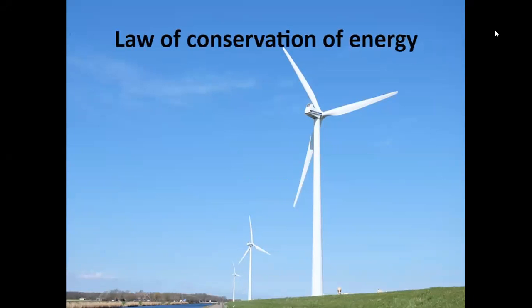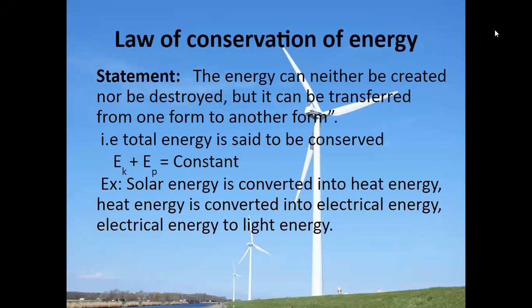Law of conservation of energy. Statement: energy can neither be created nor destroyed, but it can be transferred from one form to another form. Means a new energy cannot be created, and the already present energy cannot be completely destroyed. But the energy is transferred from one form to another form only.